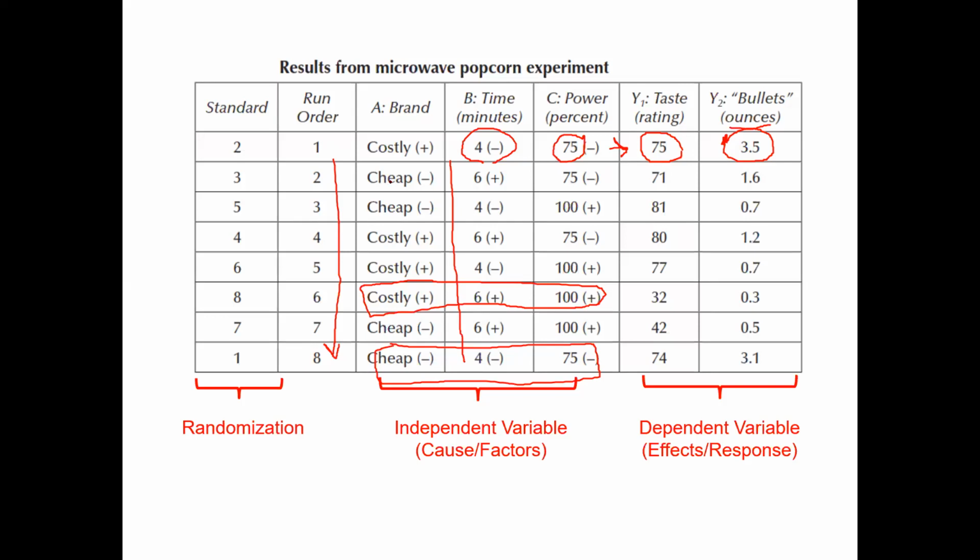Similarly, in the second experiment, they took the cheap popcorn and cooked for the highest time, that is 6 minutes, with minimum power.